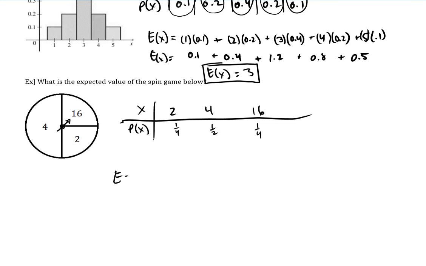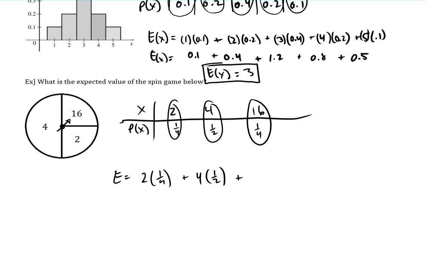Okay, so the expected value, let's use E again, is taking these vertically and multiplying them. So 2 times 1/4 plus 4 times 1/2 plus 16 times 1/4. When we multiply, this becomes 0.5 plus 2 plus 4. And so our expected value is 6.5.